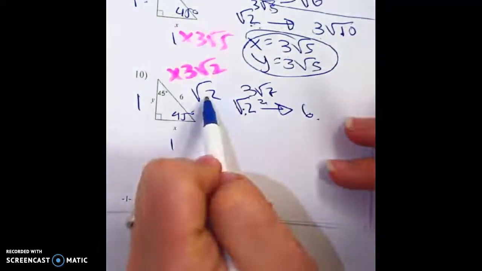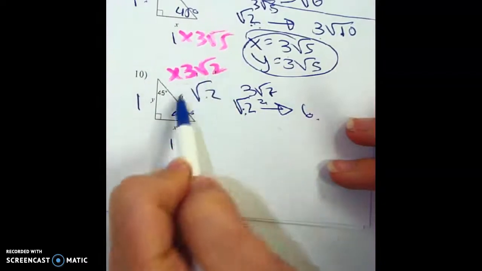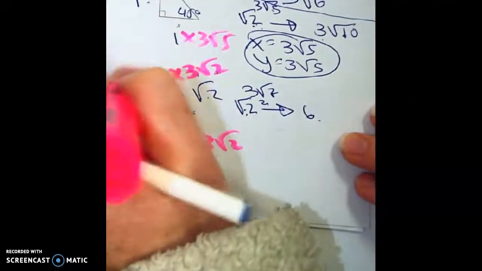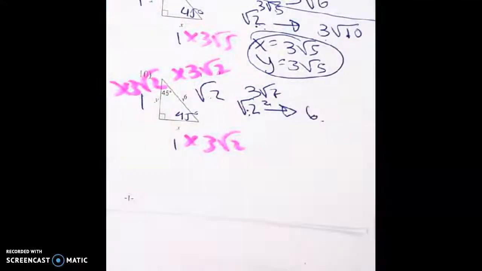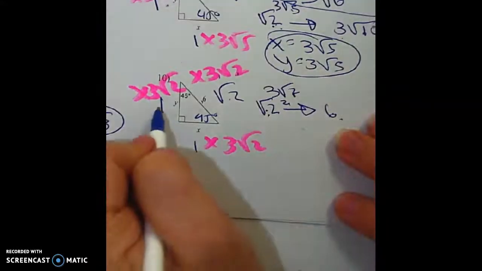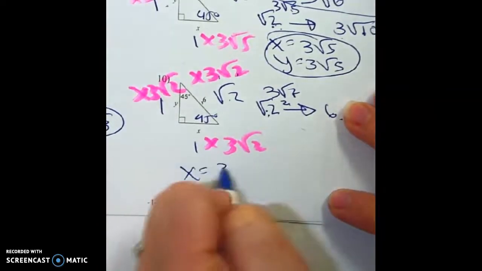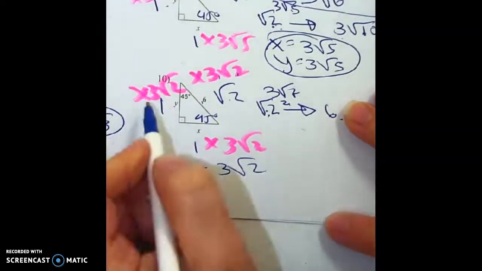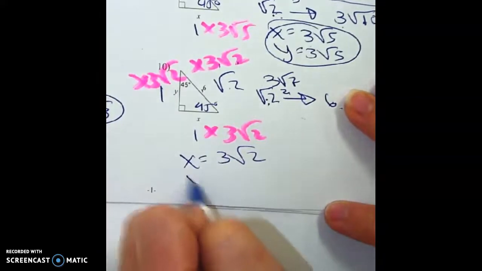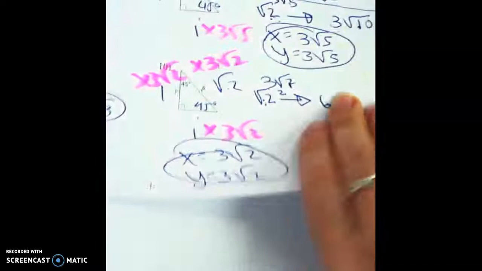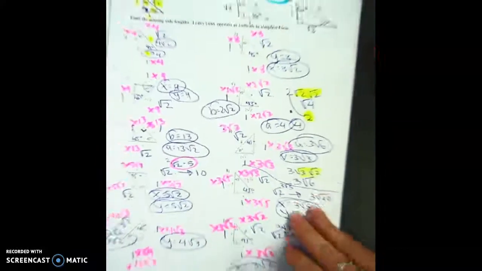Because the square root of 2 times the square root of 2 is 2 times 3 is 6. So times 3 square root of 2 times 3 square root of 2. Okay? So that means 3 rad 2 times 1 is 3 rad 2. And 1 times 3 rad 2 is 3 rad 2. Okay? So that is everything 45, 45, 90.